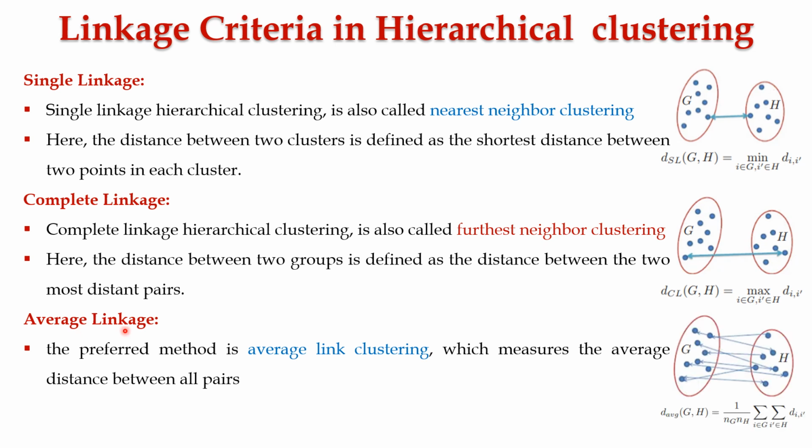Finally, it is average linkage. It is defined as D_avg(G,H) equal to 1 divided by the total number of points in cluster G times the total number of points in cluster H, multiplied by the summation over i belonging to G and i' belonging to H of d(i,i'). It measures the average distance between all the pairs available in cluster G and cluster H.